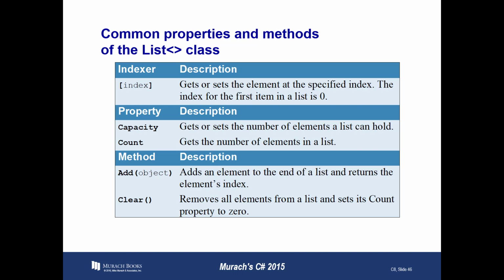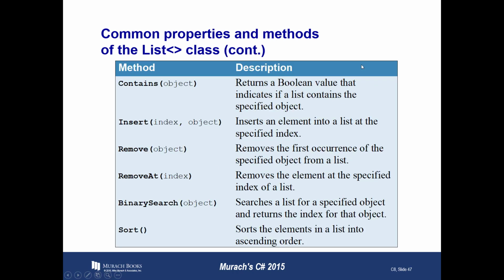Again, they're treated like arrays in that the first element is element 0. Capacity, as it says, will get or set the number of elements by default the list can hold. Count is the number of current elements in the list. You can add elements in a list. You can clear everything from a list. And here's more. You can check to see if an element is in a list. You can insert elements into a list wherever you want. You can remove the first element that's in a list. You can remove any element at any index in a list.